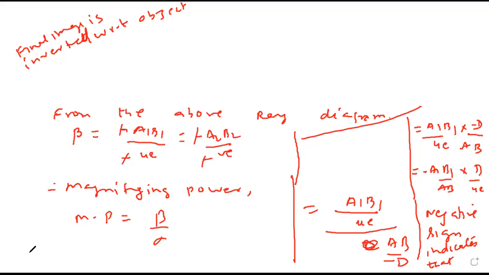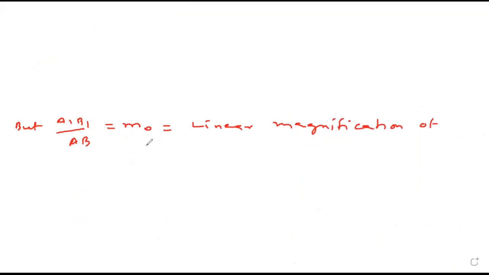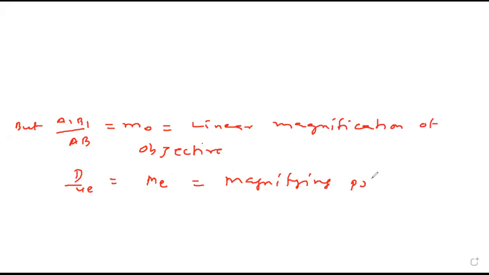Yes, done. Final image is inverted with respect to the object. A1 B1 upon AB equals MO, which is the linear magnification of the objective, and D upon UE is ME, that is the magnifying power of the eyepiece.